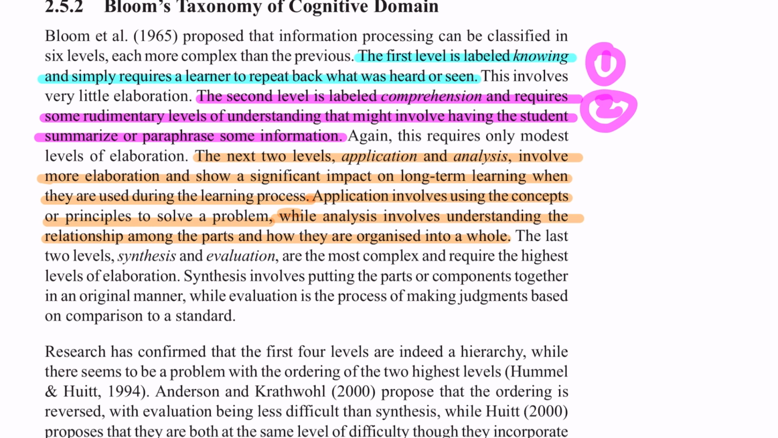Analysis is when you are gathering a lot of information from different sources and you analyze that to get the problem solved. So these are the third and fourth stages, you can say, levels.